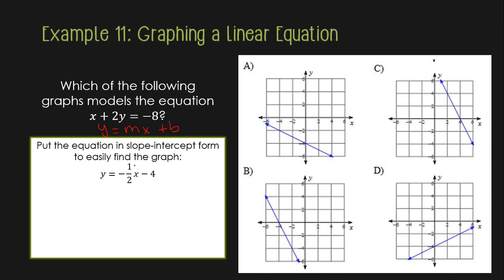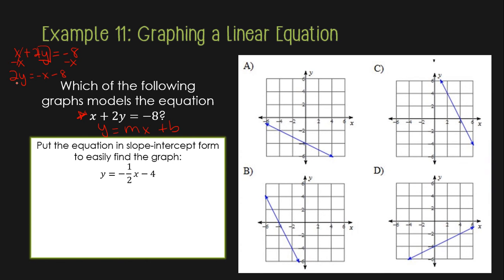My first step is to put that equation in slope-intercept form to easily find the graph. So that means I need to solve this equation for y. I'm just going to do the work up here so you can see my steps. I'm getting y by itself. I'm moving the x to the other side by subtracting. I'm left with 2y equals negative x minus 8.